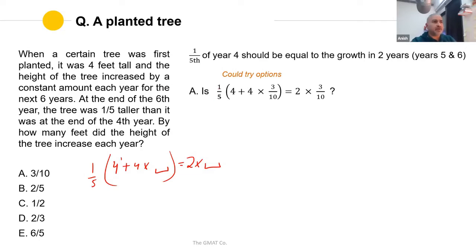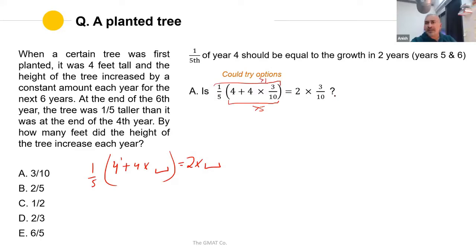First option: is 1/5 of (4 plus 4 times 3/10) equal to 2 times 3/10? Well, 4 times 3/10 is 12/10. So 4 plus something a little bit more than 1. Overall, this bracket is greater than 5. And then that divided by 5, overall, the LHS is greater than 1.